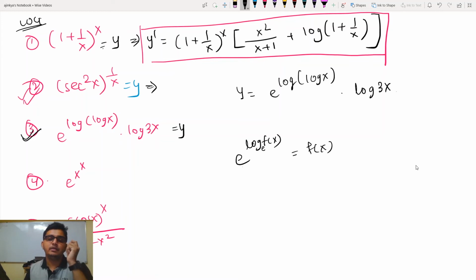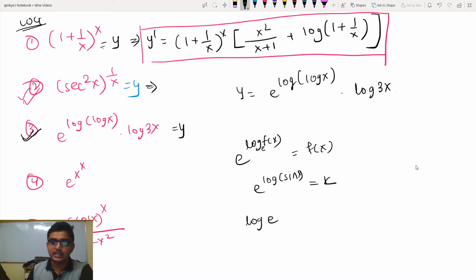Why? There's a very simple example, and we can prove this in a very short amount of time. So I'll just show you how it is done. Let's take an example where it is e raised to log of sin x, and let's say this value is k. If I take log on both sides, it is going to be log of e raised to log of sin of x, and on the right hand side log of k. But you know that when we have a power in the logs, we can take it down, we can drag it over here.